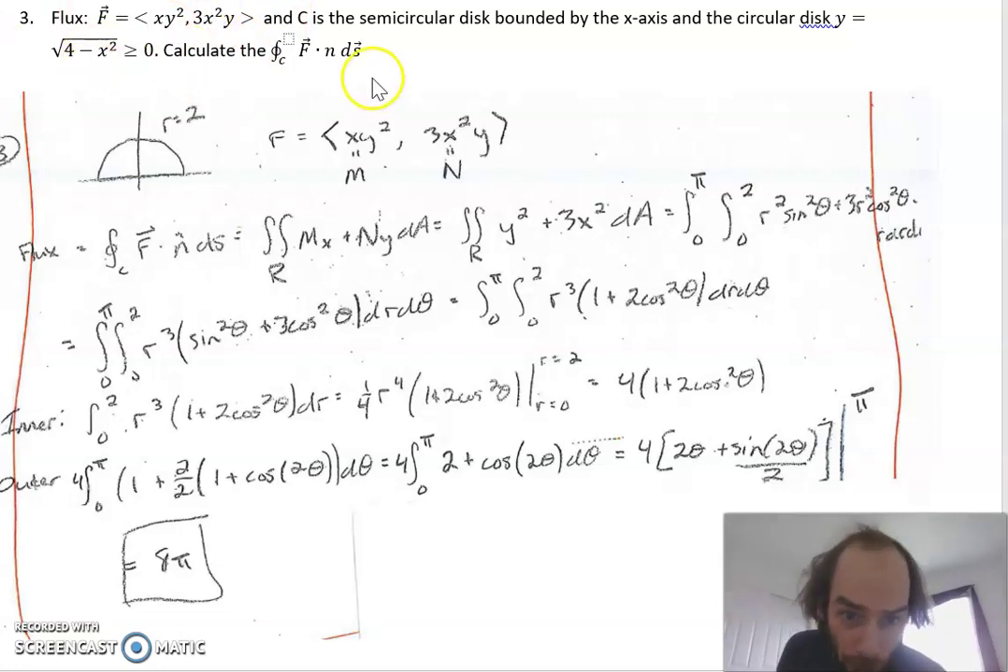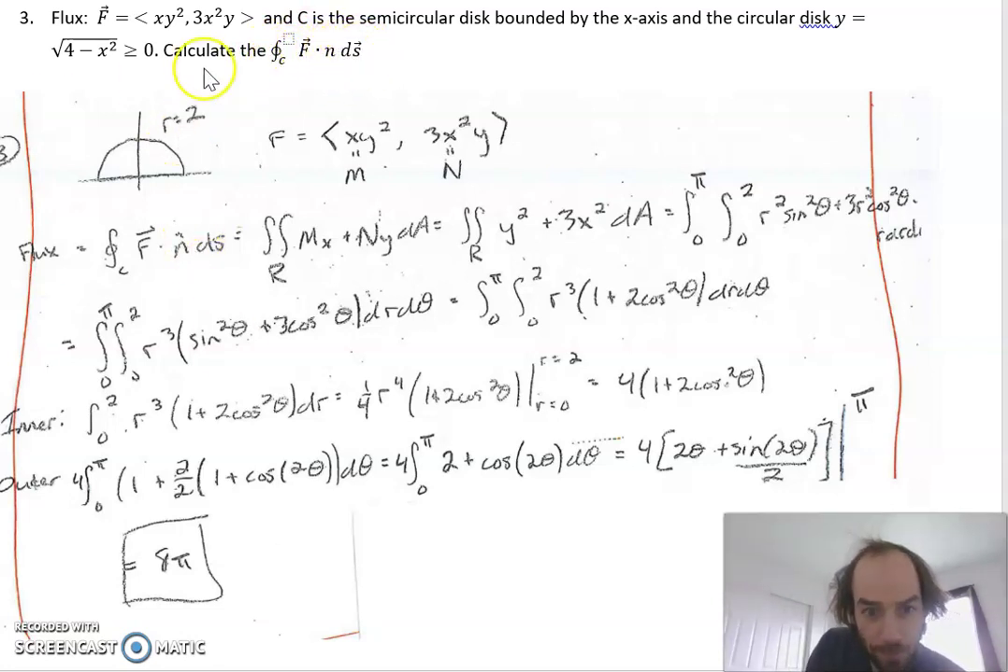So my flux is, there should be a little hat over this n, the integral over C of F dot n hat ds. This is one that we're using Green's theorem for as well, the normal version of Green's theorem, the second one that we did. This was one of the last days we had in-person class.